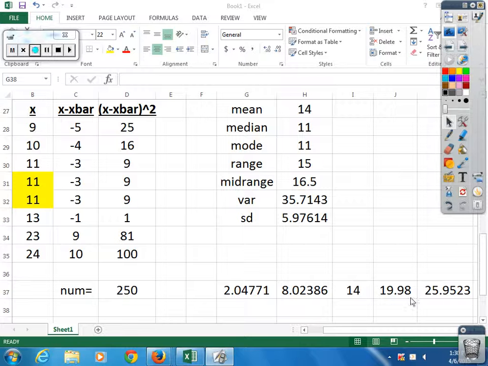And this is what it looks like: 14 plus 6 is 20 and 26, 14 minus 6 is 8 and 2. So 2, 8, 14, 20, and 26.